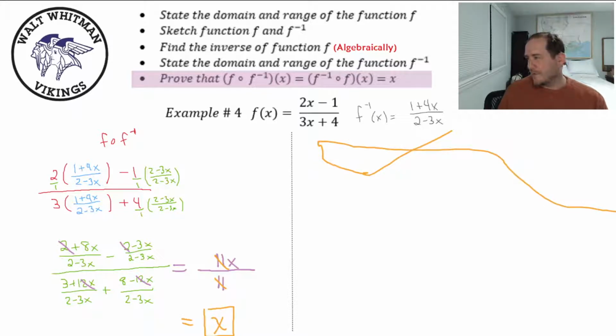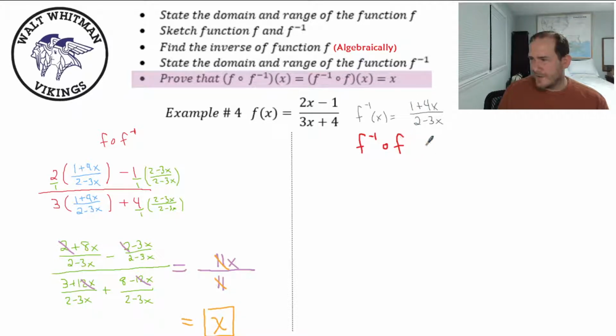So let's do, oh boy. Okay, and come back. Yep. So we're doing inverse composed with original. And that means that this time the outer function is the 1 plus 4x all over 2 minus 3x. And so in goes the 2x minus 1 over 3x plus 4.